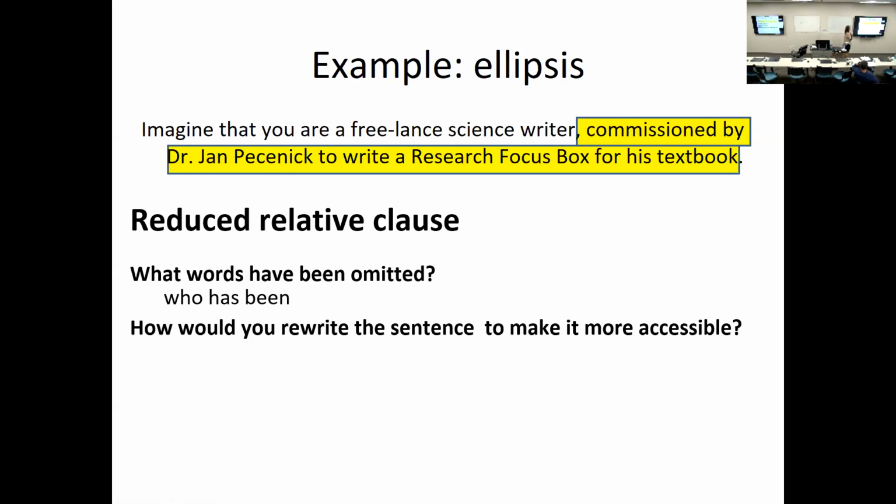If you had a choice, thinking about this non-native speaker who won't be able to get it as easily if they're at a lower level, cutting out these words, what would be a clearer way? What do you think?